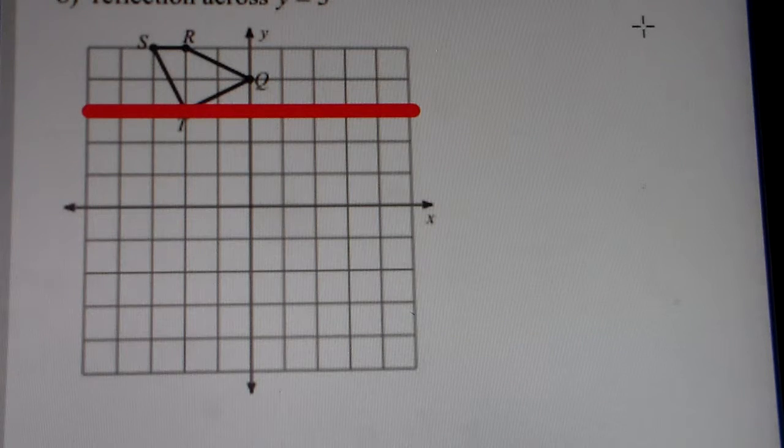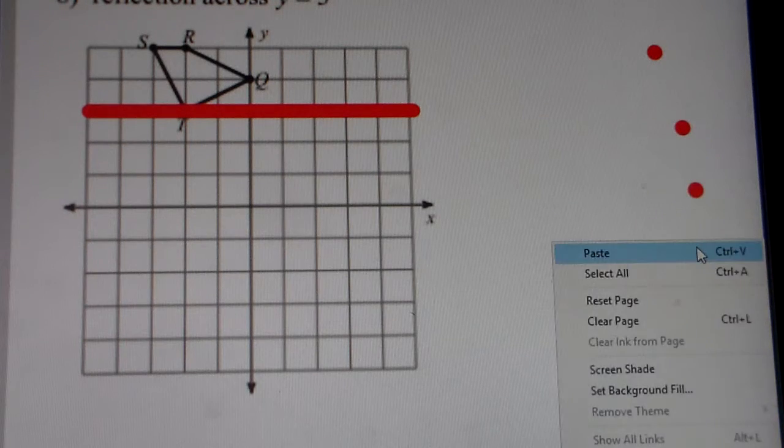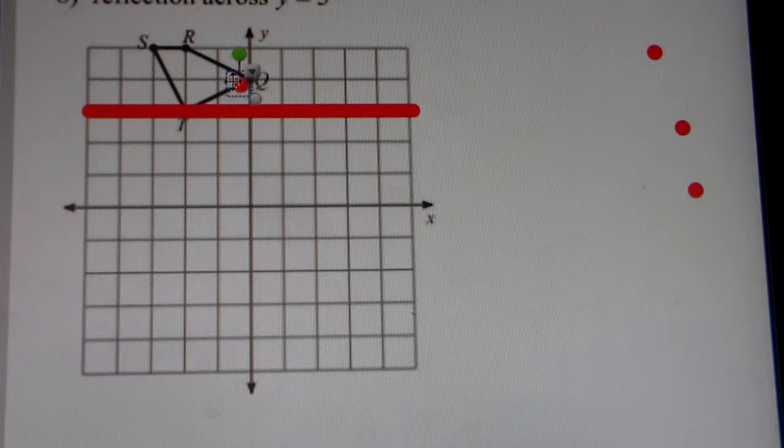Next is number 8. We got to reflect across the y equals 3 line. So T stays on top of each other. Q is 1 up, so you go 1 down. R is 2 up, so you got to go 2 down. S is 2 up, you got to go 2 down. And now we just got to connect that figure. And now we successfully reflected. The blue guy is a reflection of the black over the red line now. So it's a reflection across the y equals 3 line.